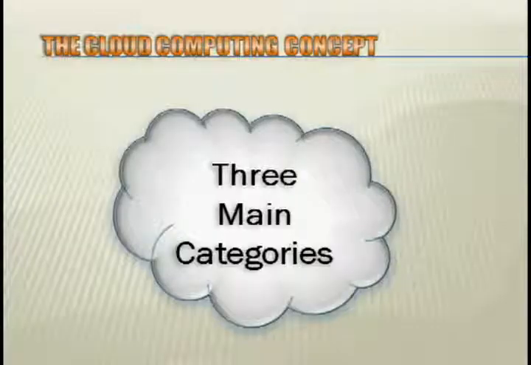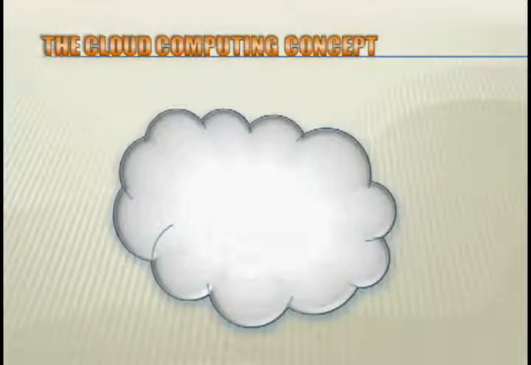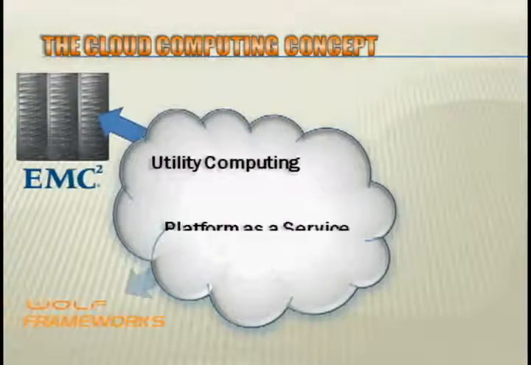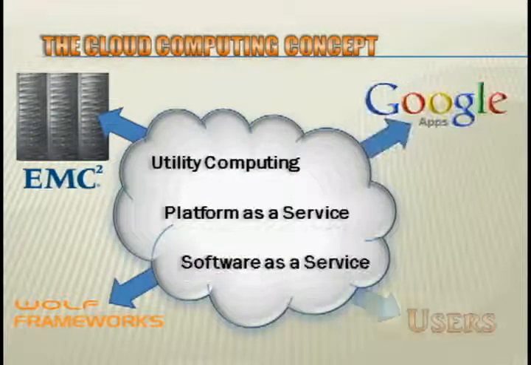File storage, data processing, application maintenance, and application development are some other cloud computing services available to the enterprise market today. Cloud computing services like these are divided into several categories. The three main cloud computing categories are utility computing, platform as a service, and software as a service.